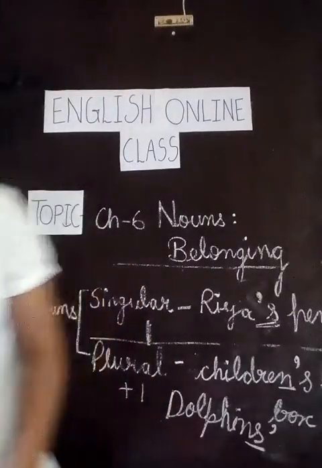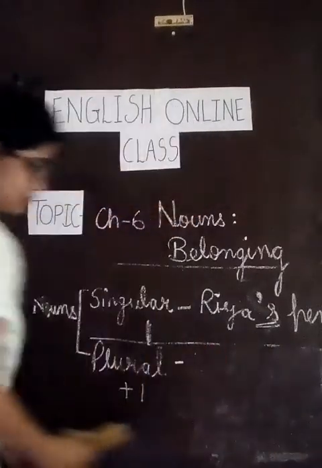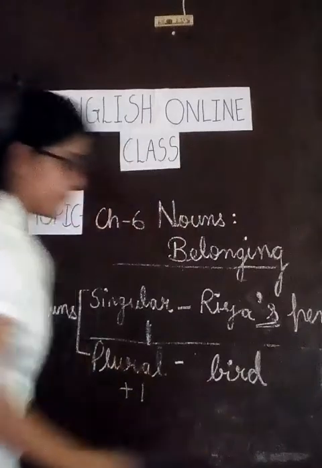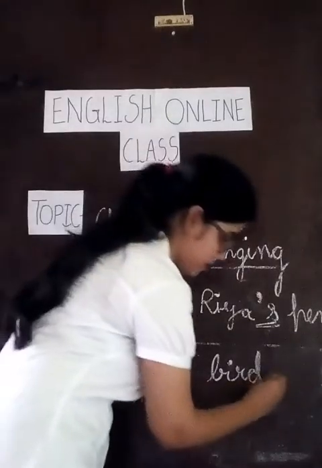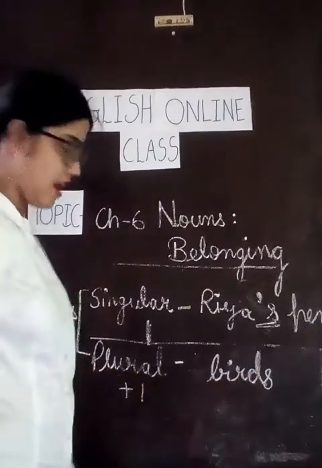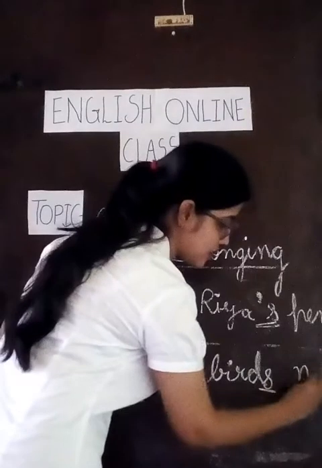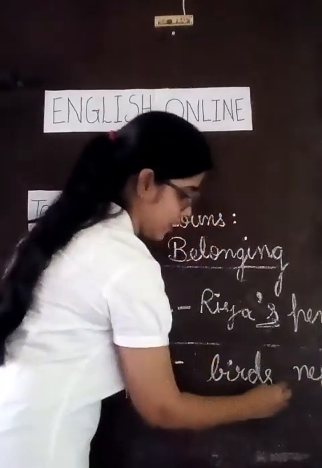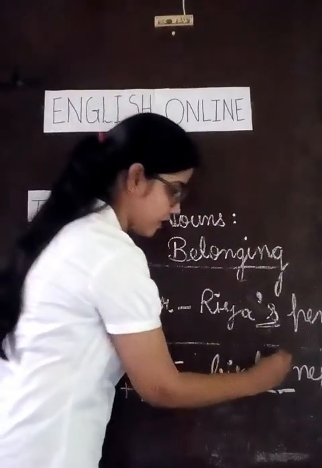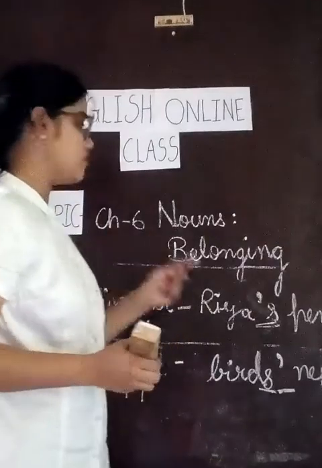For one more example, let's take bird. As we have to make it plural, birds. Now it ends with s, and now we have to write bird nest. Here, as it already ends with s, we will only put an apostrophe. That is all about noun belonging.